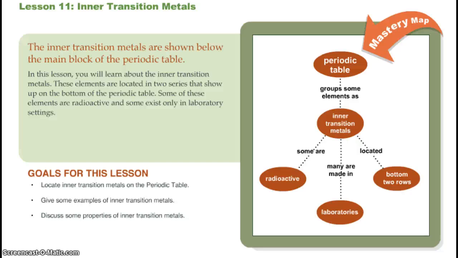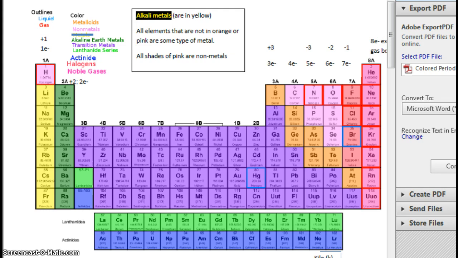Hey Chemistry, Mrs. KJ here, going over 3.11 Inner Transition Metals. The inner transition metals are shown below the main block of the periodic table. So in other words, we're finally going to talk about these down here.